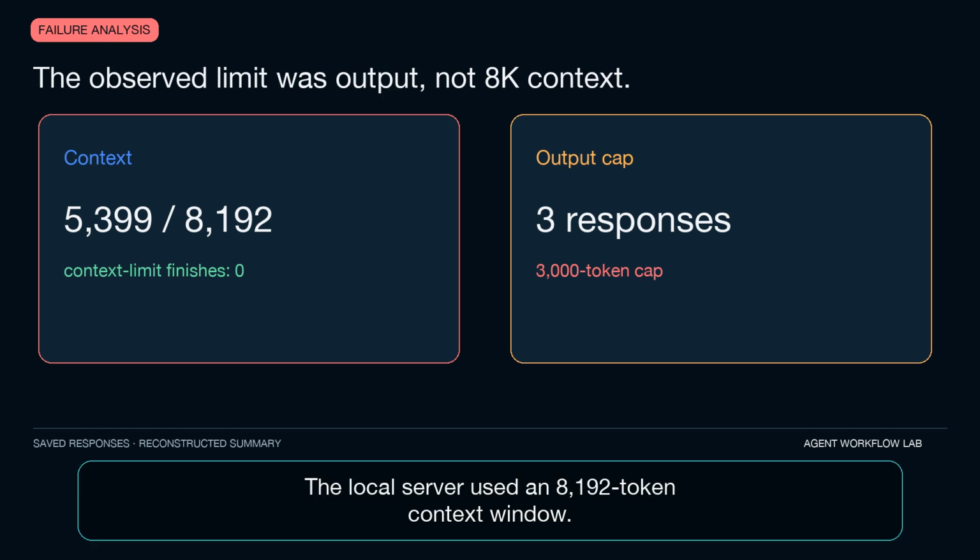The local server used an 8,192 token context window. Across 45 model responses, the largest single request totaled 5,399 tokens. 0 responses reached the 8K context ceiling. 3 responses, however, ended at the 3,000 token output cap.